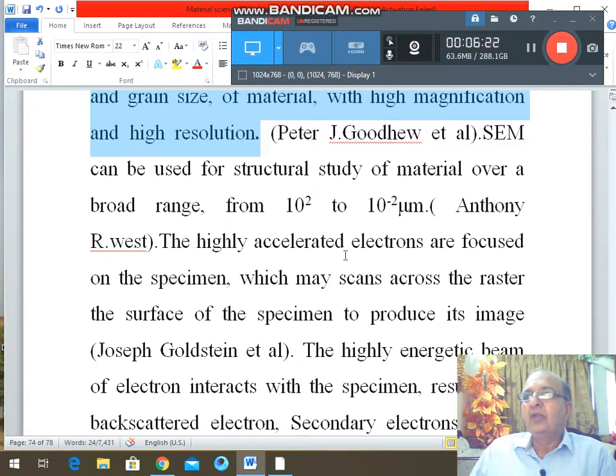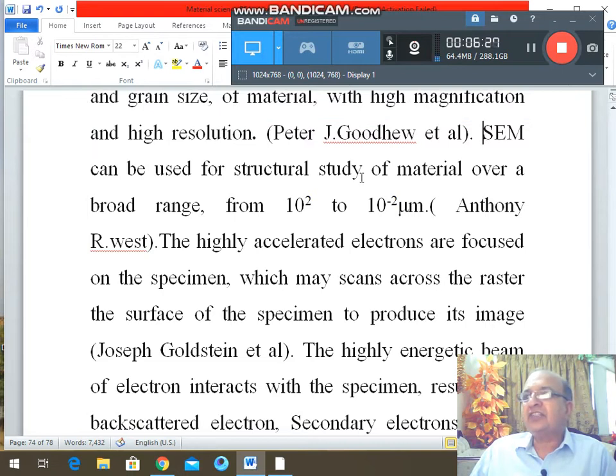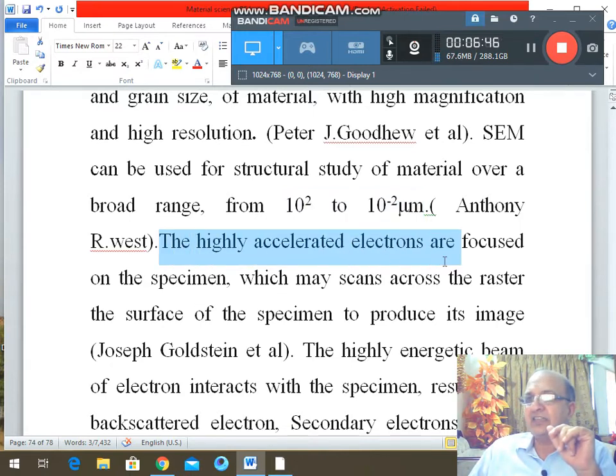So, SEM can be used for structural study of material over a broad range from 10 to the power 2 to 10 to the power minus 2 micrometer. That can be used for structural study from 10 to the power 2 to 10 to the power minus 2 micrometer sizes. What is the operation of that one? The highly accelerated electrons are focused on the specimen.